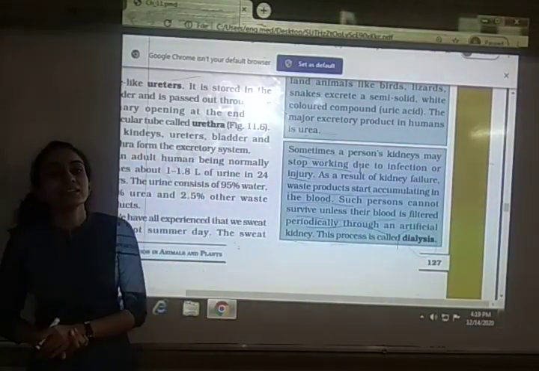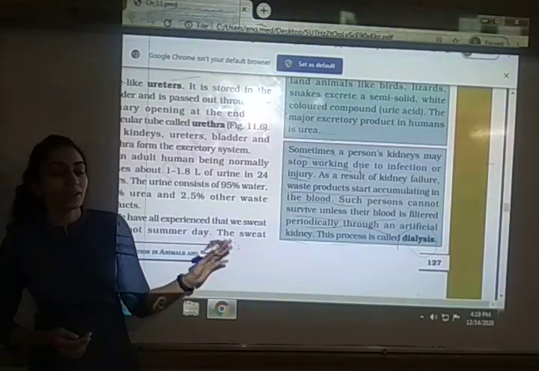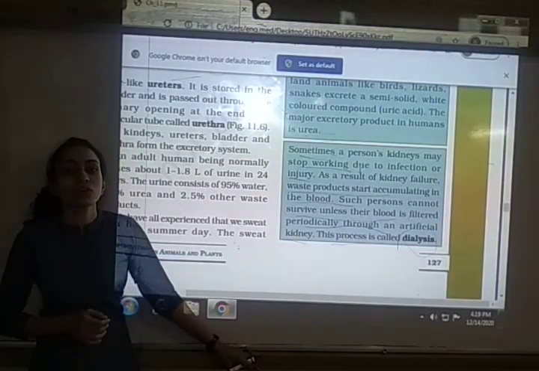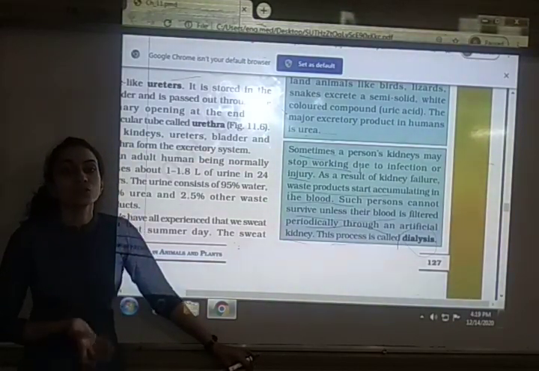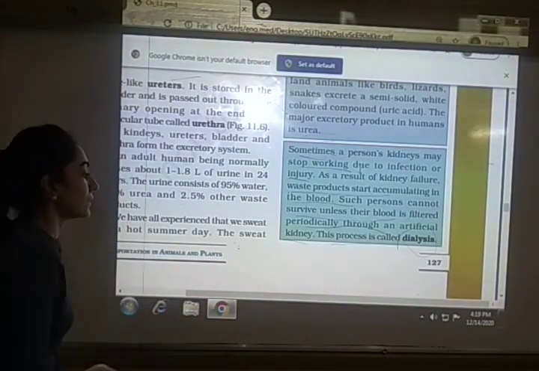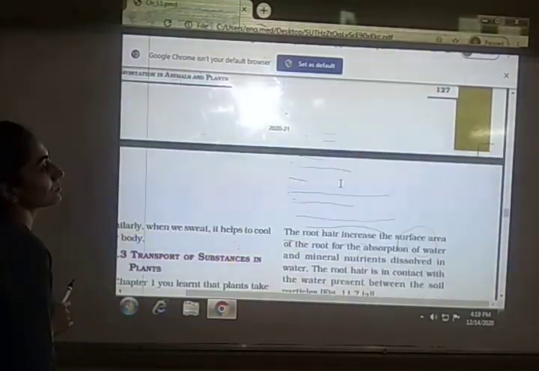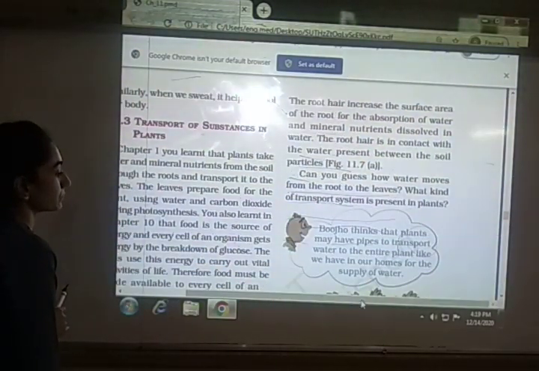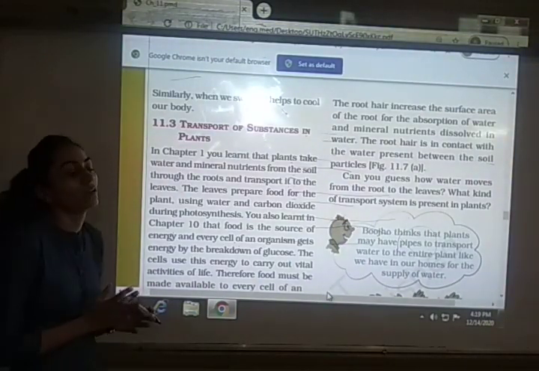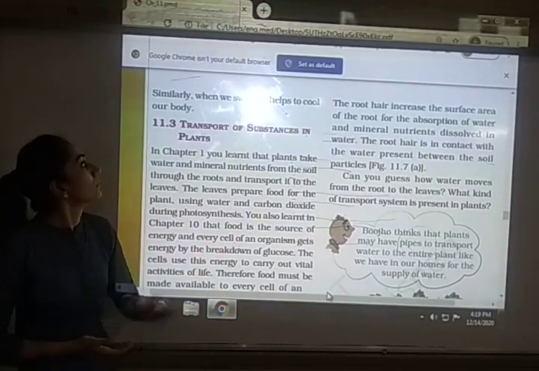This artificial removal of waste products from our blood, using artificial kidneys, is known as dialysis. In dialysis, a person should go periodically, from time to time, for the removal of waste products from their body. So this is dialysis, that is, an artificial kidney, artificial meaning made by humans. So that is about the excretory system in humans.